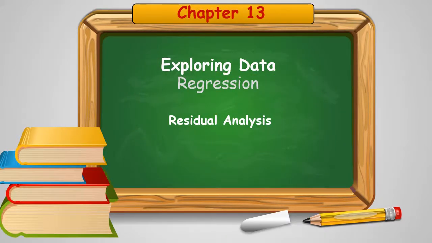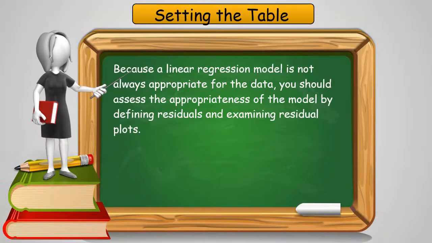In this chapter we're going to talk about residual analysis and how to interpret the information when the predictive model is not perfect. As we've said before, because a linear regression model is not always appropriate to the data, we want to use a scatter plot diagram to examine the residuals and see how they vary relative to the predictive line.